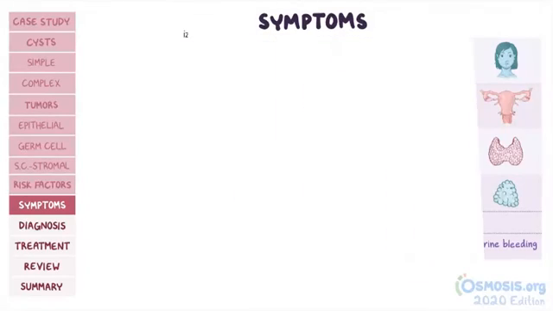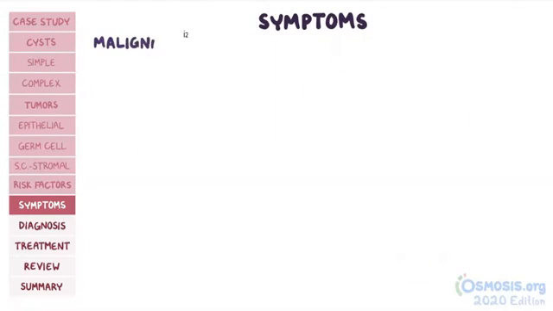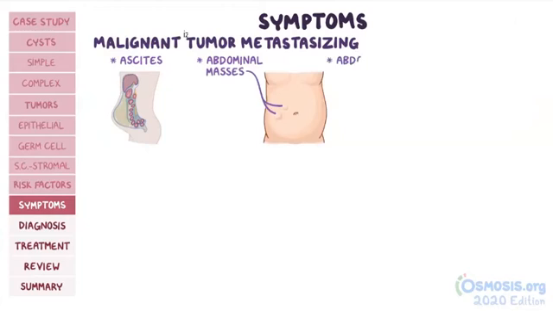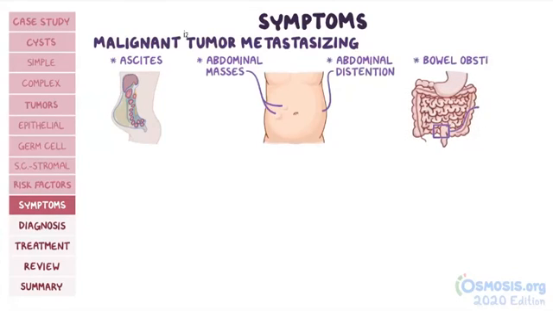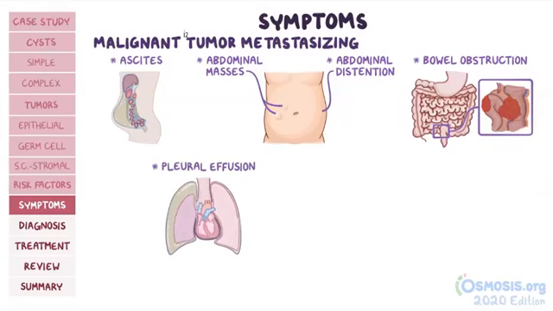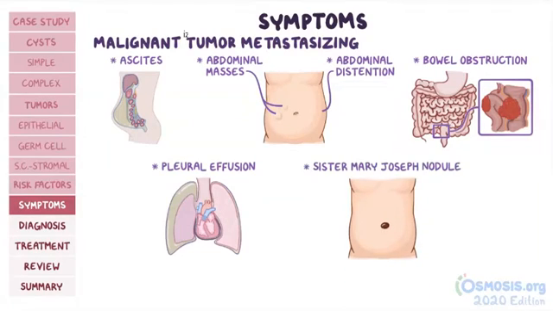Now, in more severe cases, symptoms may arise from a malignant tumor metastasizing to other organs. This can present as ascites, abdominal masses, abdominal distension, bowel obstruction, lymph node masses, or pleural effusion. An especially high-yield clue for metastatic ovarian cancer is also a Sister Mary Joseph nodule, which are bumps found around the umbilicus or belly button. However, it's extremely important to remember that in most cases, Sister Mary Joseph nodules are associated with gastric cancer.